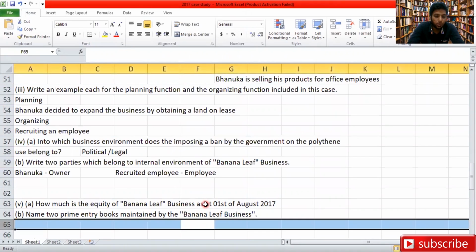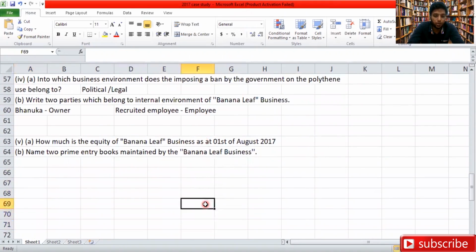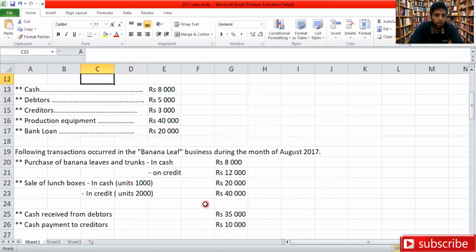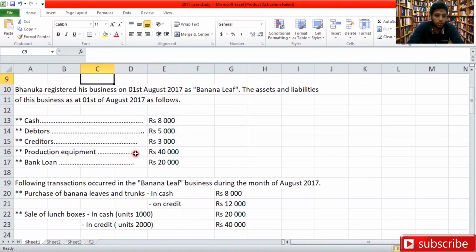How much is the equity of Banana Leaf Business as at 1st of August 2017? Simple, you need to take the formula. Let's move on to the question and see how we can find it out. You have cash and you have liabilities, so you don't have capital. So I can write here itself if you really want it: assets is equal to capital plus liability. You need to write it separately, but I'm just writing here.